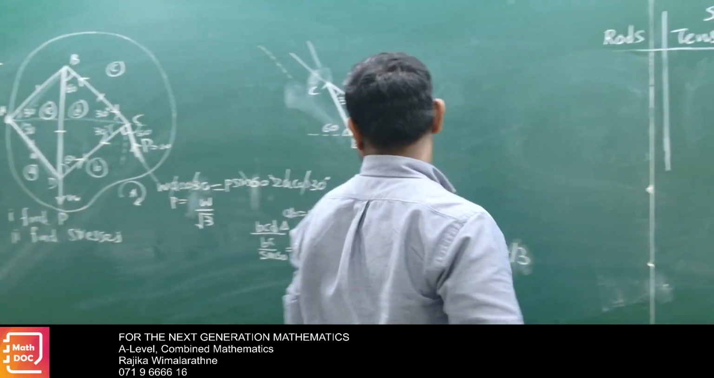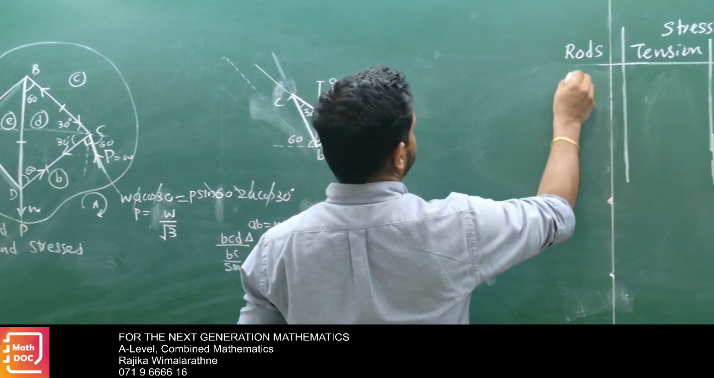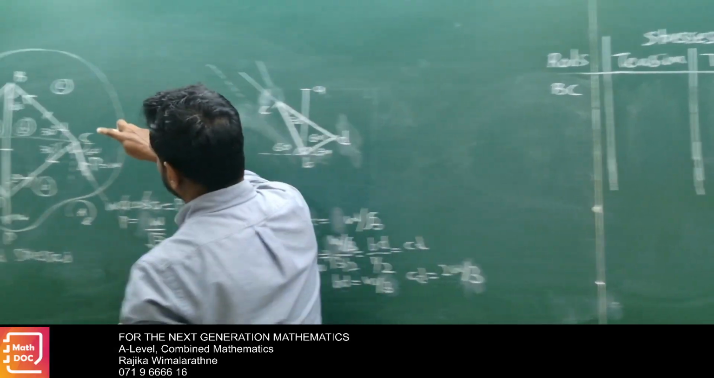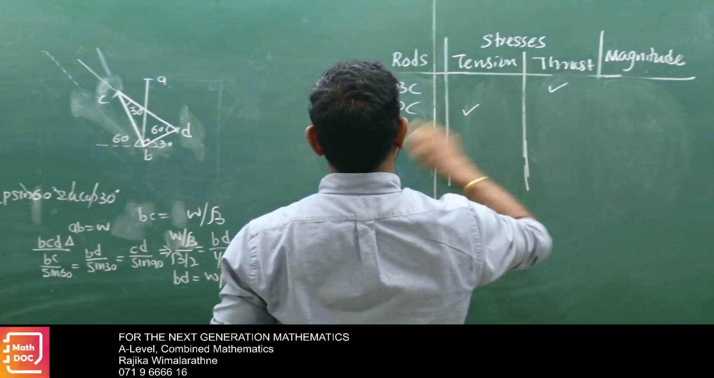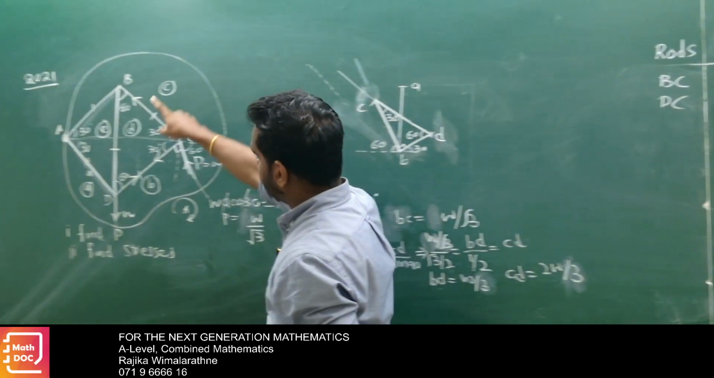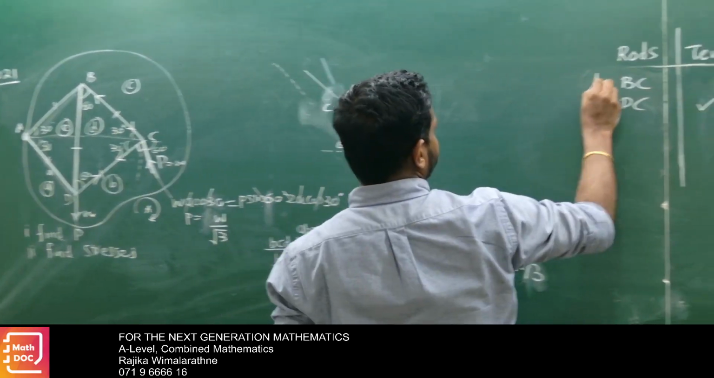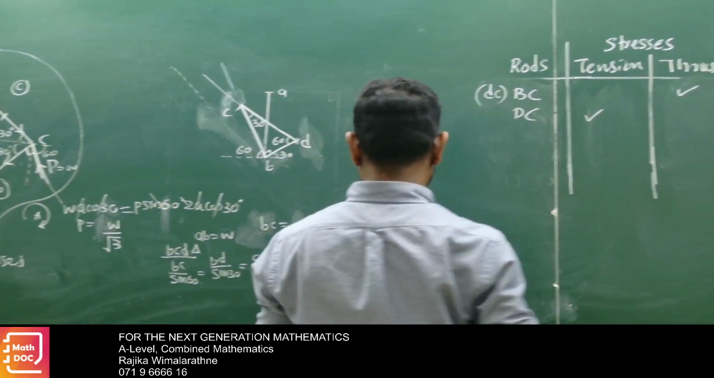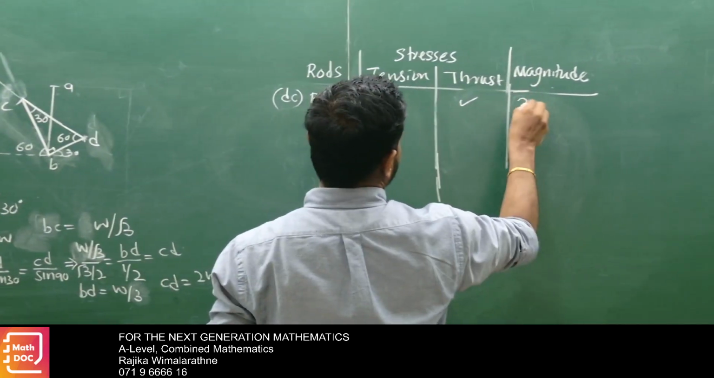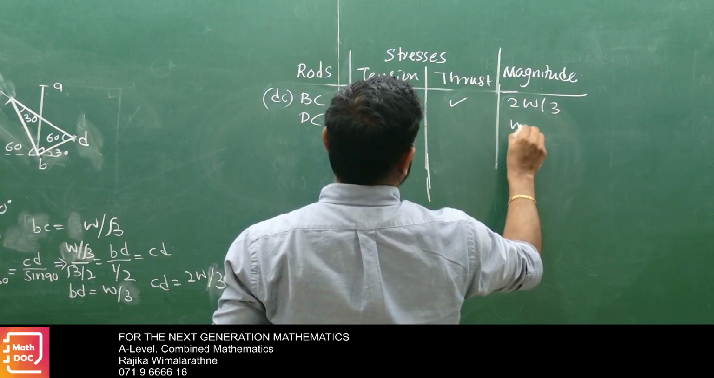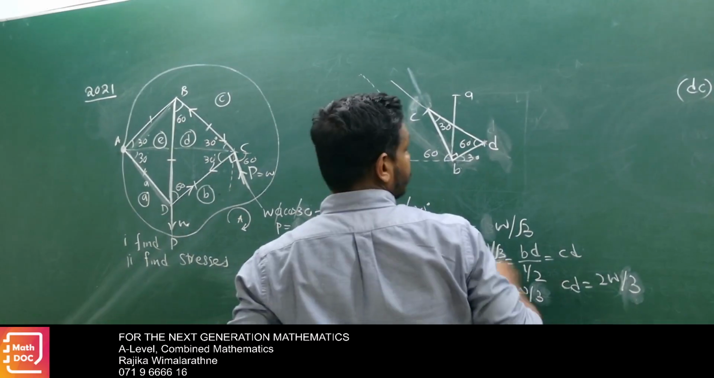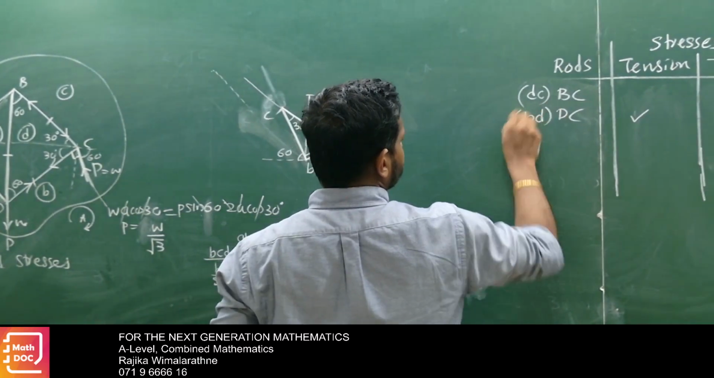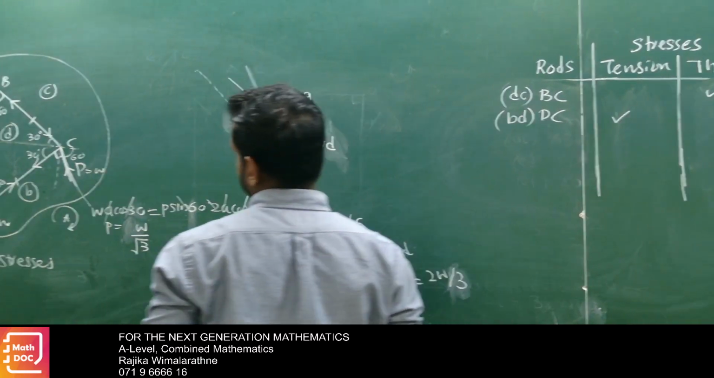Update the table. BC rod, thrust; DC rod, tension. Then BC rod is given by DC, 2W over 3. Here W over 3. DC rod is given by BD. Okay, now that part is done.